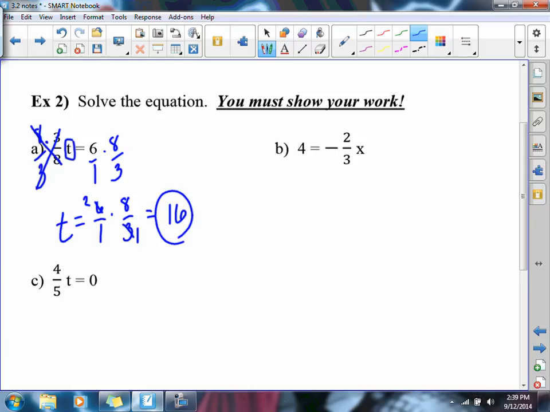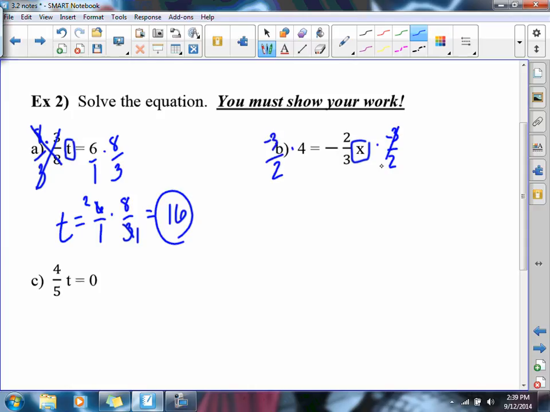Okay, now part B says 4 equals negative 2/3 times x. So again, I'm still trying to isolate the x. It's being multiplied by a fraction. Opposite of multiplying is dividing, but I don't want to divide by a fraction. So I'm going to multiply by the reciprocal. And my reciprocal here is going to be a negative 3/2. I have to take the negative with the number as well. So I'm going to multiply the 4 by a negative 3/2.